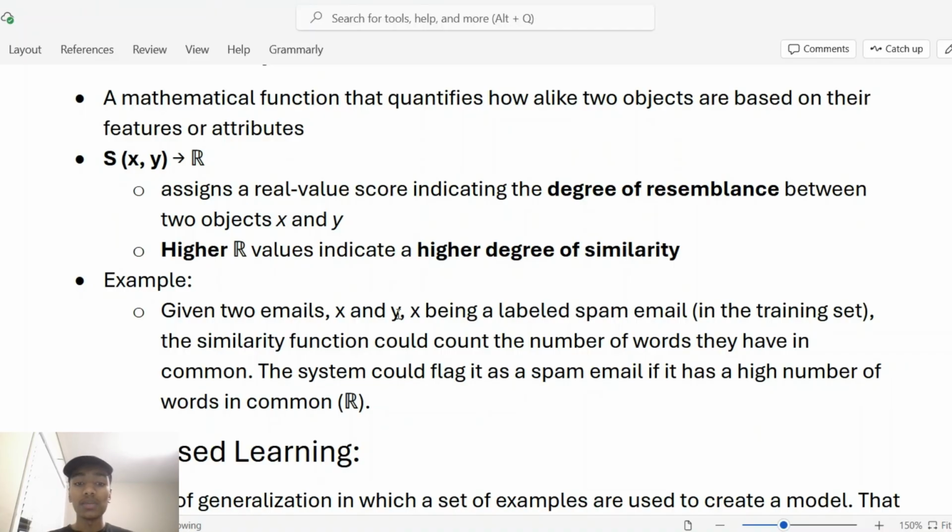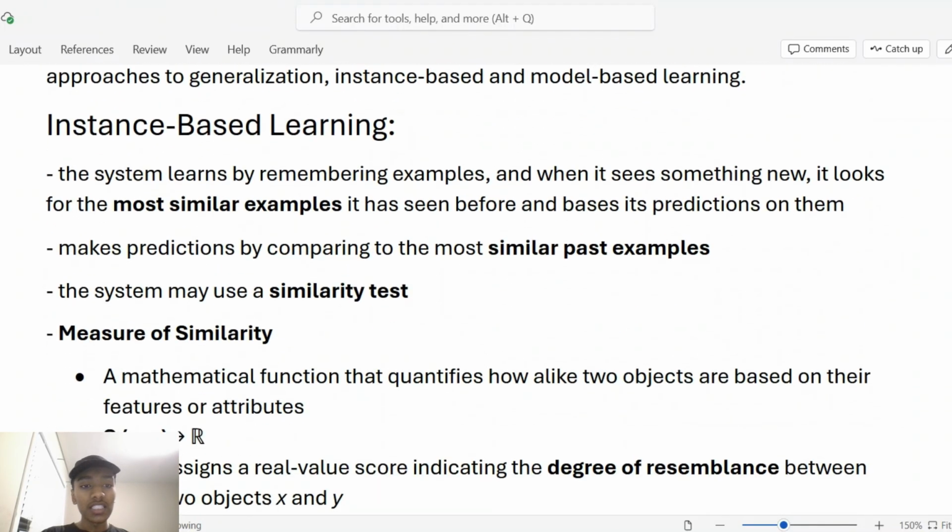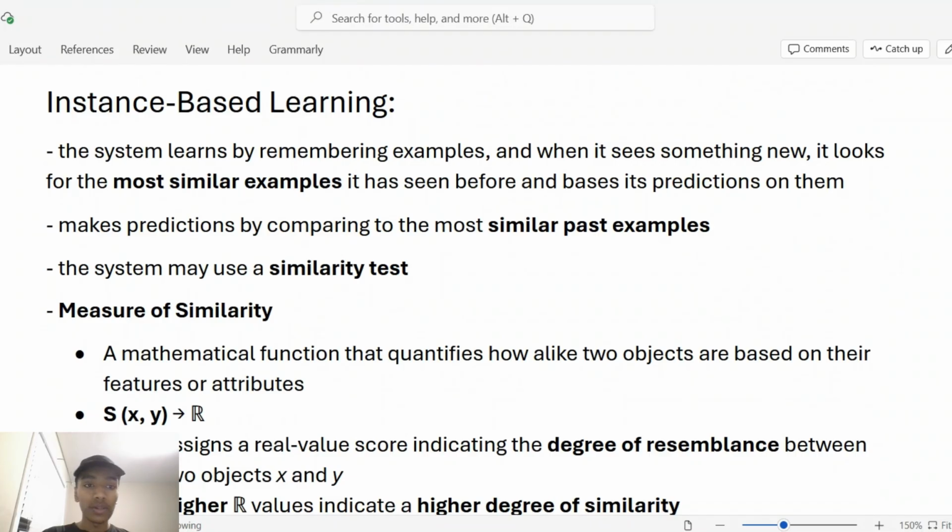And so that's how we could use a similarity test, not necessarily defining a rule or a formula, or even an algorithm, but it's mainly just comparing it to previous instances of that occurring. And so this is instance-based learning. This is one way that we can do generalization.